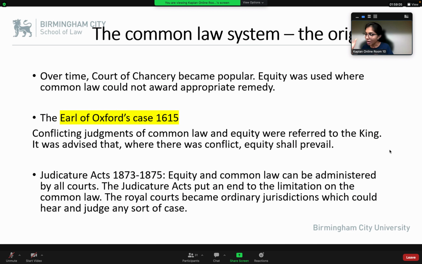And guess what? The common law courts can also apply equity, and common law. Okay, this was done through the Judicature Acts 1873 to 1875.